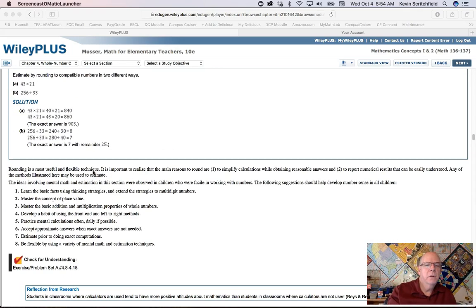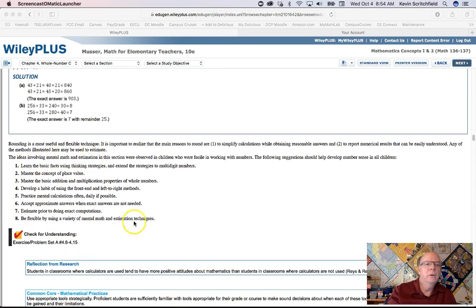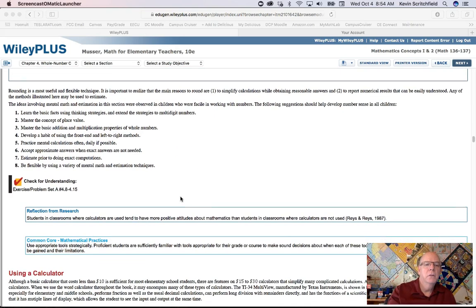I think that's all I wanted to look at. The rounding and the process of mental math and estimation are summarized right here in this list of items 1 through 8, so you might want to look through that.